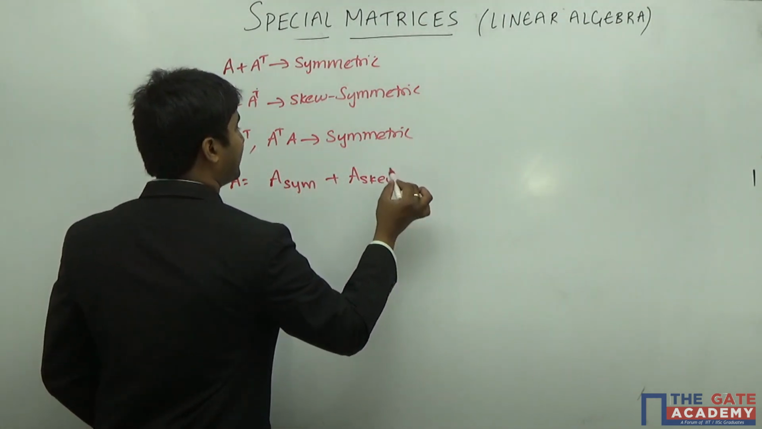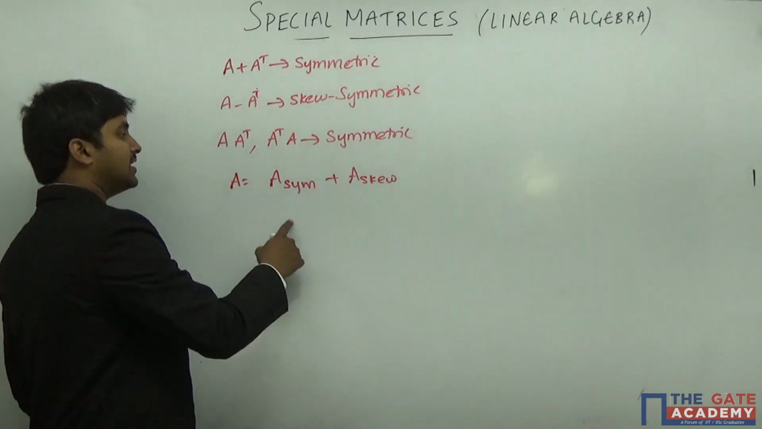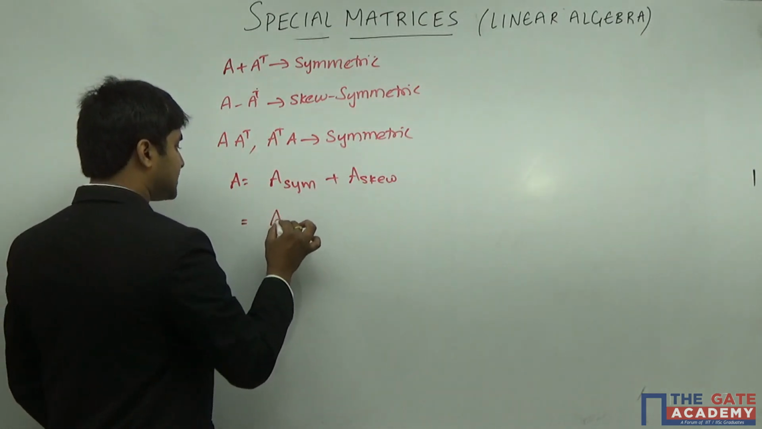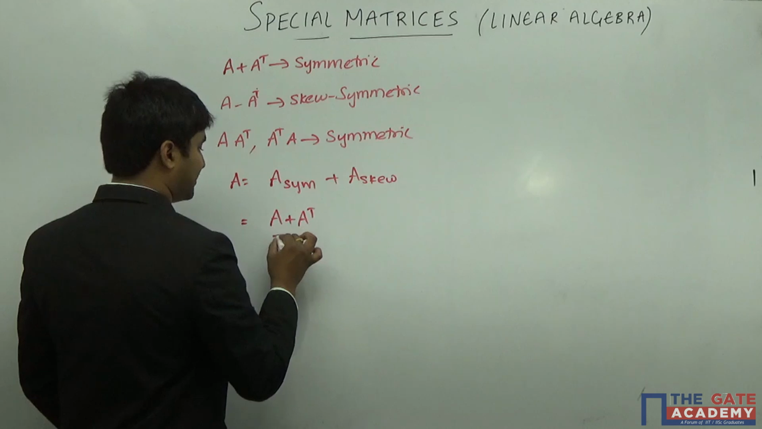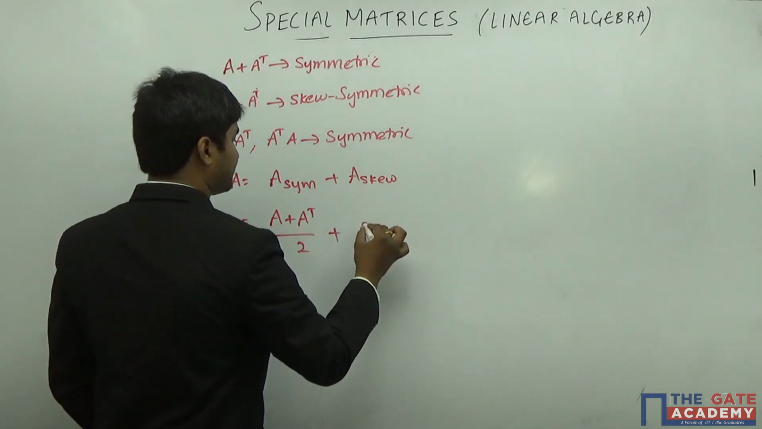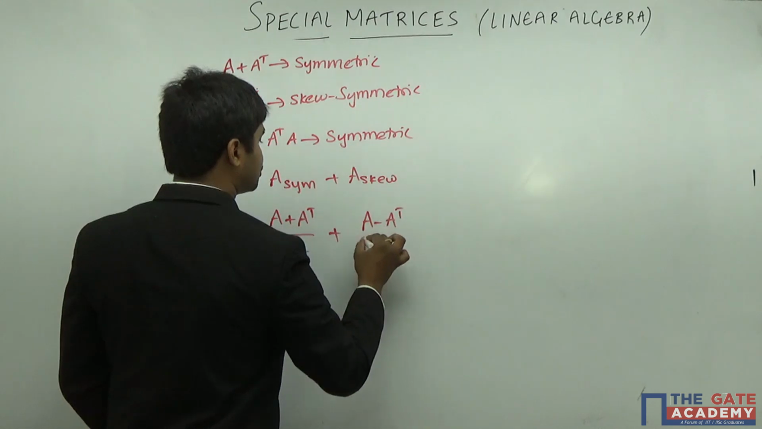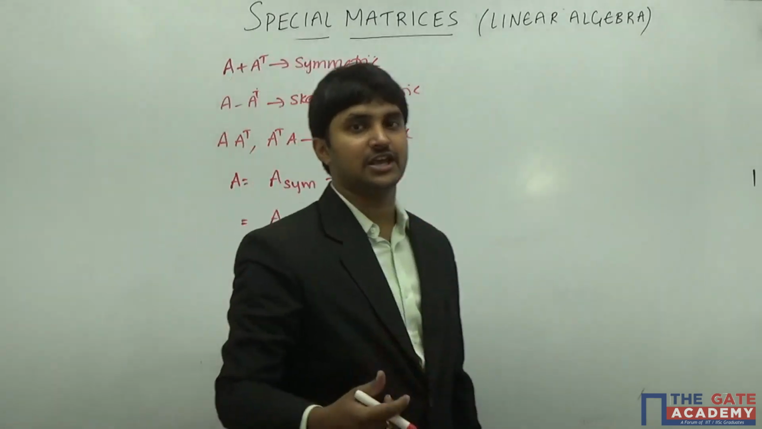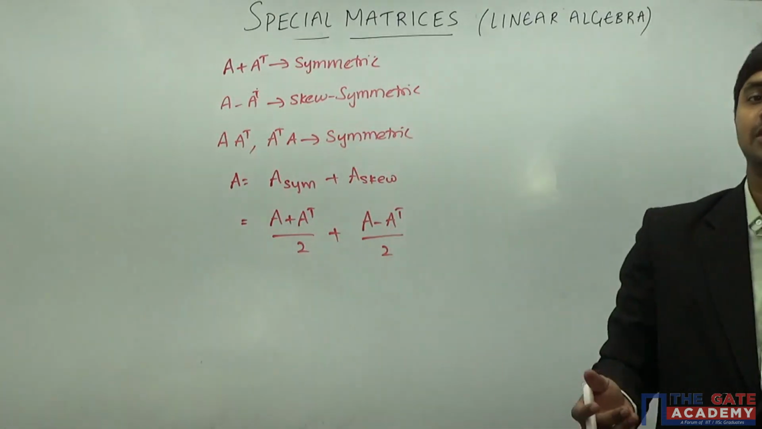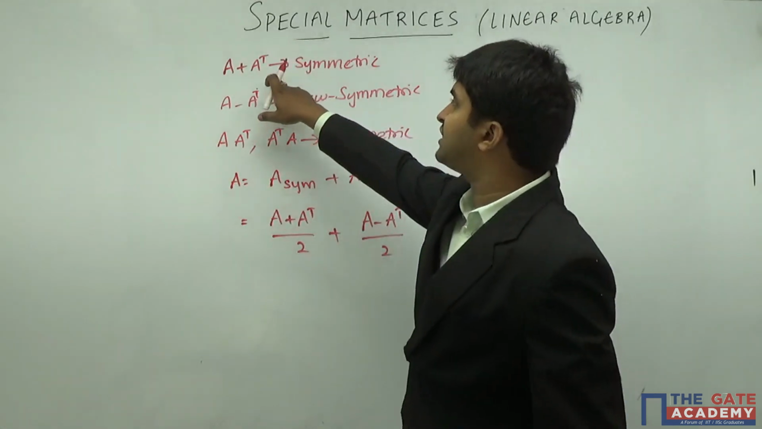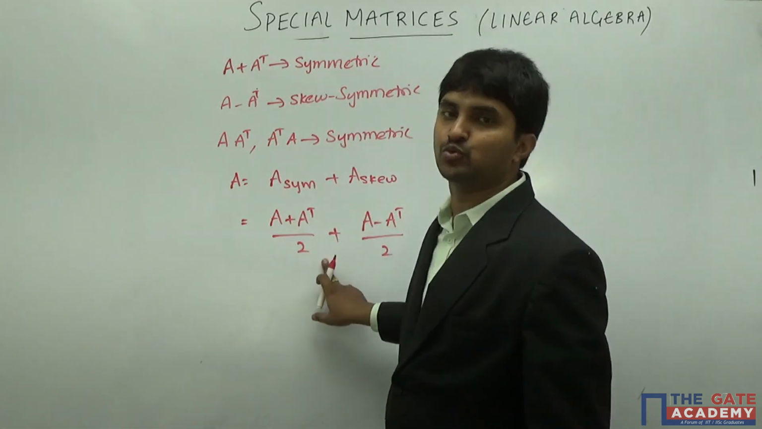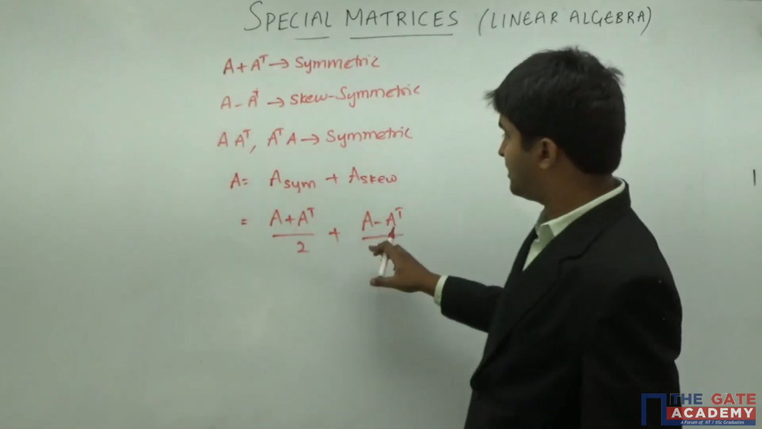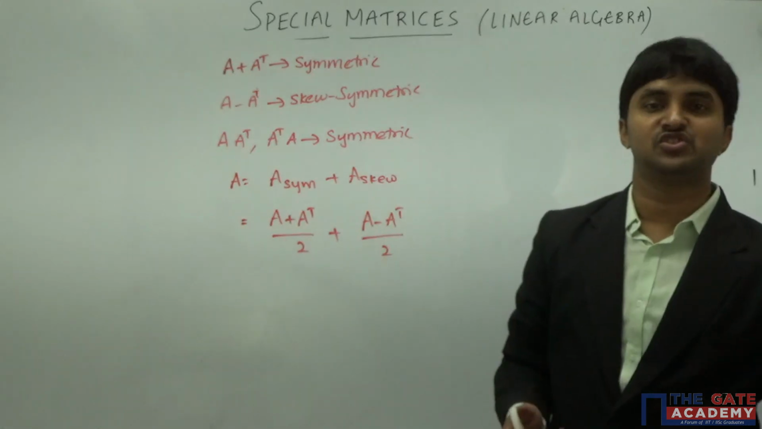So every non-symmetric matrix is going to have a symmetric part inside it and a skew symmetric part inside it. The symmetric part can be written as A plus A transpose divided by 2. And the skew symmetric part can be written as A minus A transpose divided by 2, using the knowledge that A plus A transpose is symmetric and A minus A transpose is skew symmetric. So A plus A transpose by 2 is also symmetric in nature, and A minus A transpose by 2 is also going to be skew symmetric in nature.